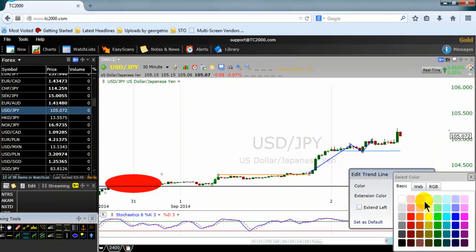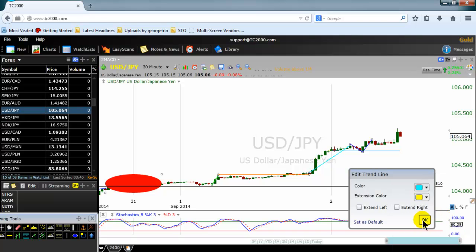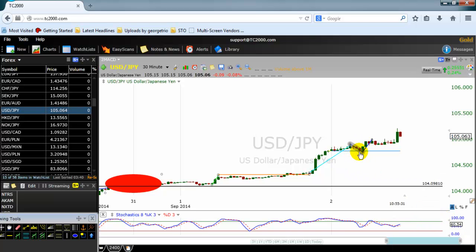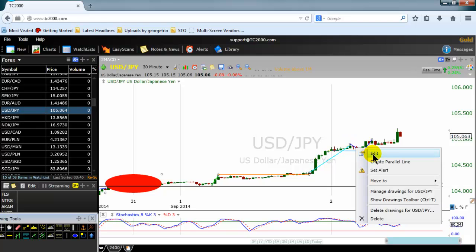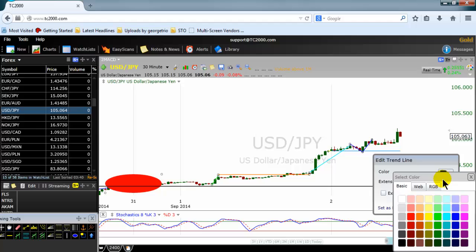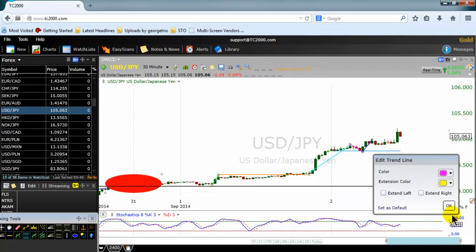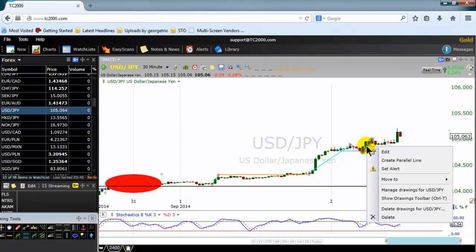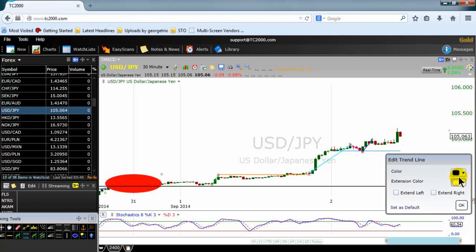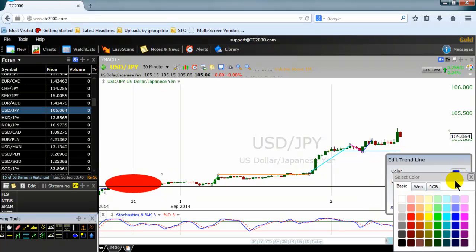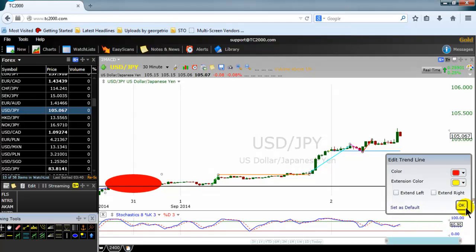I will color it turquoise. And then we have the fourth wave. You see here, this section here. All right. I will color it pink, followed by the fifth wave. All right. I'm running out of colors now. So for the fifth wave, I will use the red line. That's the fifth wave.